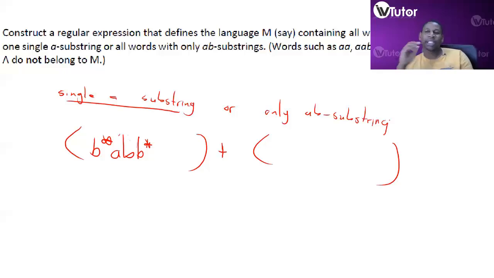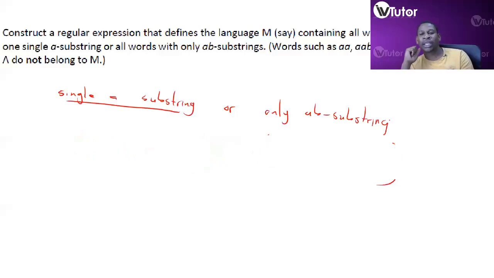Initially, when you're doing these regular expressions, we need to take care of the smallest words. Why? Because usually the smallest words are not catered for inside the bulk of the regular expressions that we create. So what is the smallest word? The smallest word is A. A contains a single A substring. B is not permitted. So we need A to be allowed in our regular expression. So A is allowed, or AB is allowed as well.